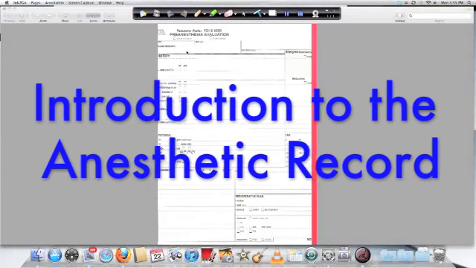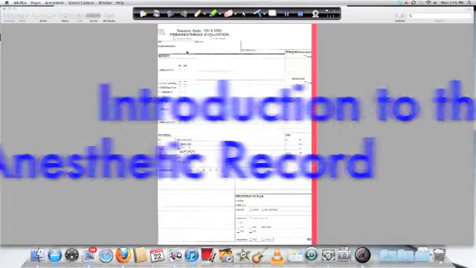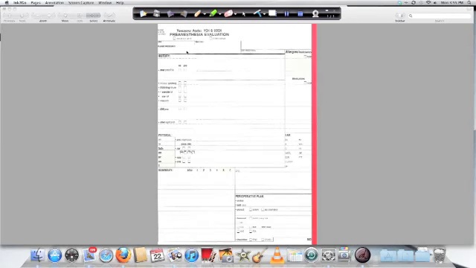Okay, so in this video we're going to talk about the anesthetic record. And so in the operating room you've probably seen this sheet with the red border on the side. This is the front page of the sheet. This is the pre-anesthesia evaluation.